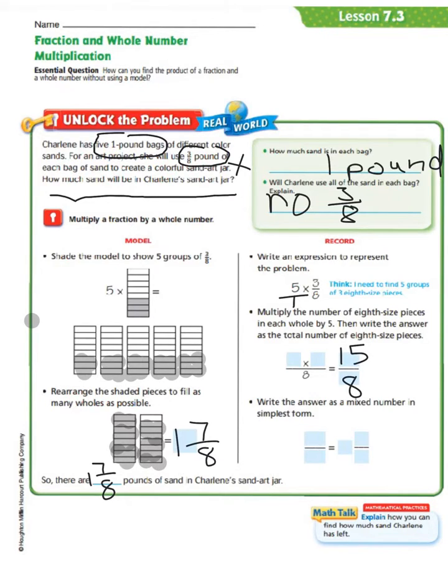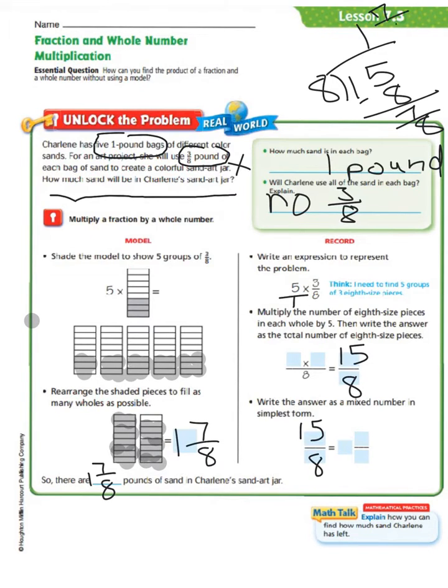Since 15 is greater than 8, we know that is a fraction greater than 1. Now it says to write the answer as a mixed number in simplest form. In order to find the mixed number, which is a whole number and a fraction together, we take our 15/8, and we divide our numerator, which is 15, by our denominator. We know 8 goes into 15 one time. 1 times 8 is 8. 15 minus 8 is 7, and our denominator stays the same at 8. So we know that is 1 and 7/8.